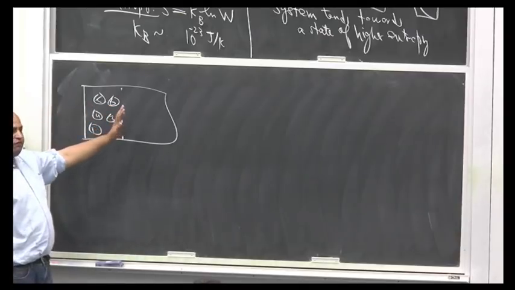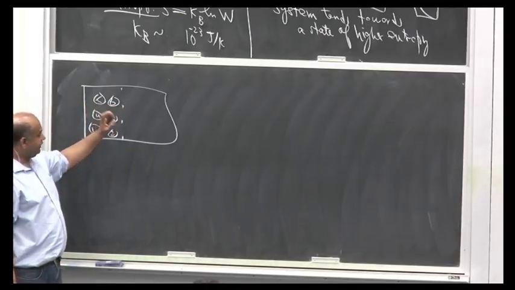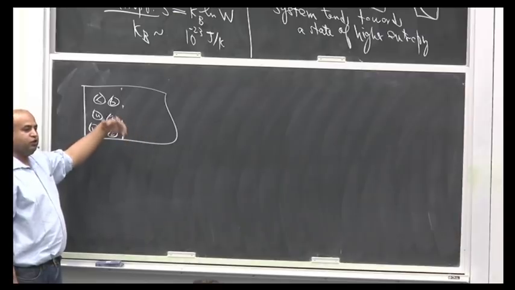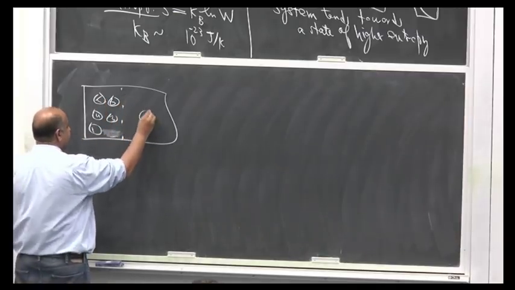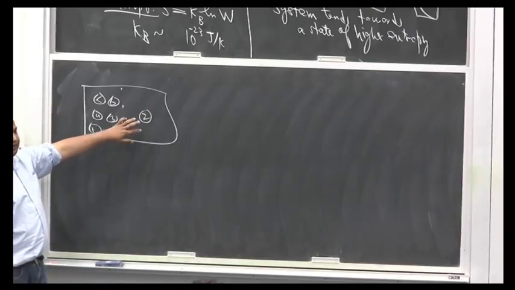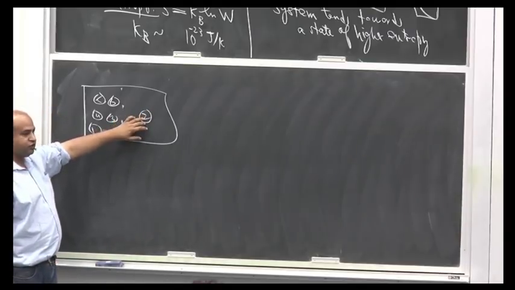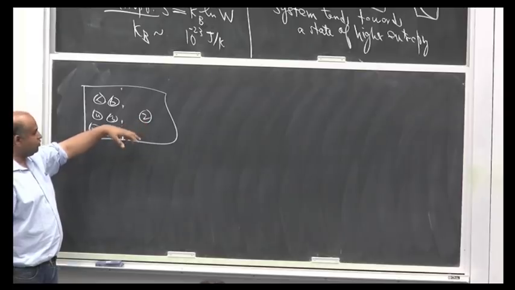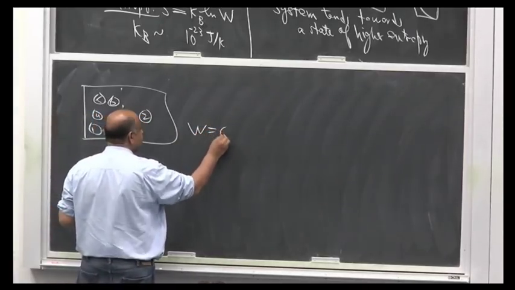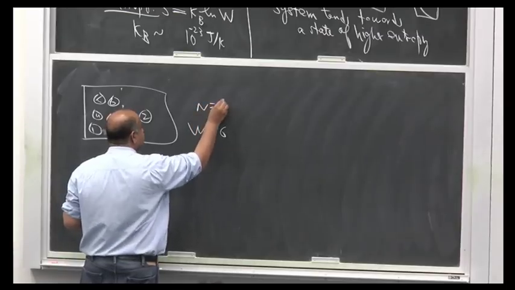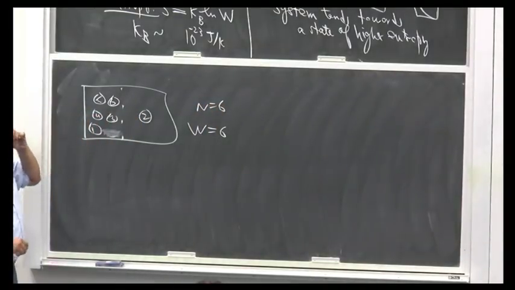So there is only one way of getting them onto the left side, and this is a macrostate, and there is only one microstate. But to have one particle on the right side, there are 6 ways of getting one particle on the right side. We can have either 2 or 1 or 4 or 5 or 6. So it means W is equal to 6 for this. So this is a microstate.